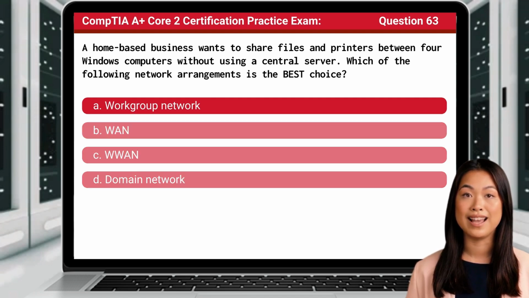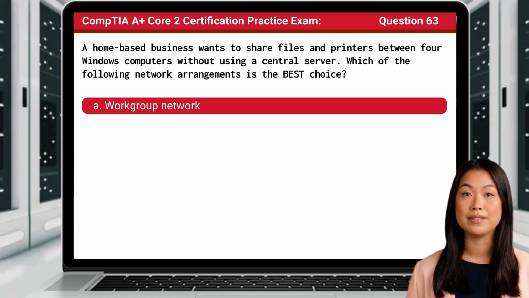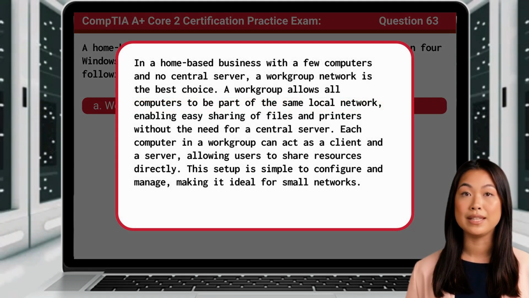The answer is A. Workgroup network. In a home-based business with a few computers and no central server, a workgroup network is the best choice. A workgroup allows all computers to be part of the same local network, enabling easy sharing of files and printers without the need for a central server. Each computer in a workgroup can act as a client and a server, allowing users to share resources directly. This setup is simple to configure and manage, making it ideal for small networks.